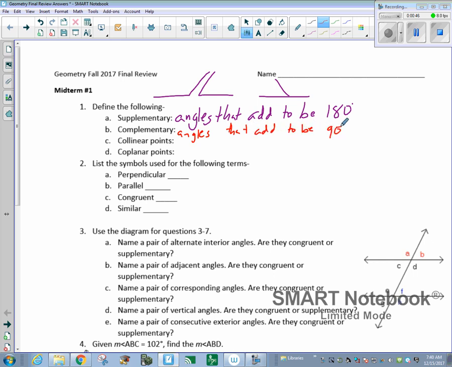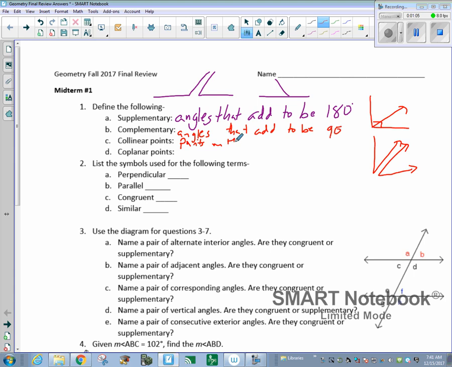Complementary angles are angles that add to be 90 degrees. And so they can be two angles that make a 90-degree angle and are splitting the angle, and they don't have to be congruent, or they can be two angles that are next to each other that equal 90 degrees. Collinear points are points on the same line.